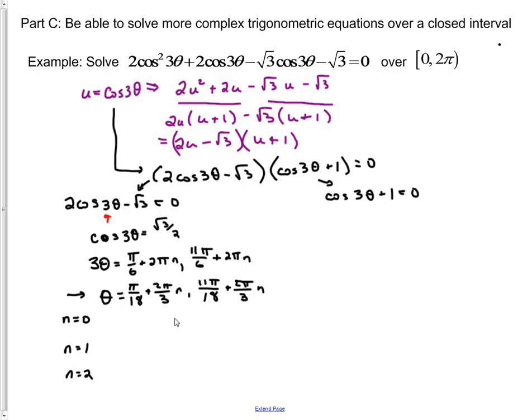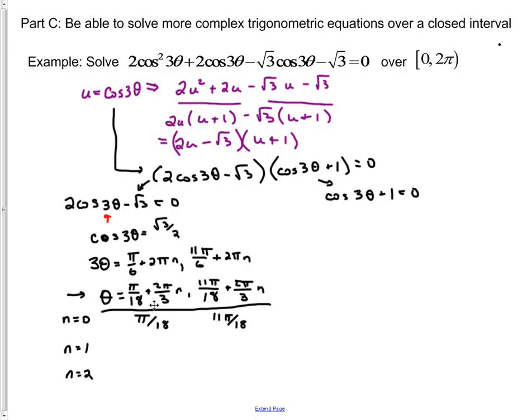We're going to stop there, though, because we don't want n equals 3. If n equals 3, that means we're taking 3 times 2 pi over 3, and that's greater than 2 pi, and we don't want that. So if we substitute in n equals 0, we can make a little table right here. We would see that pi over 18 is the kind of solution we'll get if we let n equal 0 in this first equation, and 11 pi over 18 is what we'll get if we let n equal 0 here.